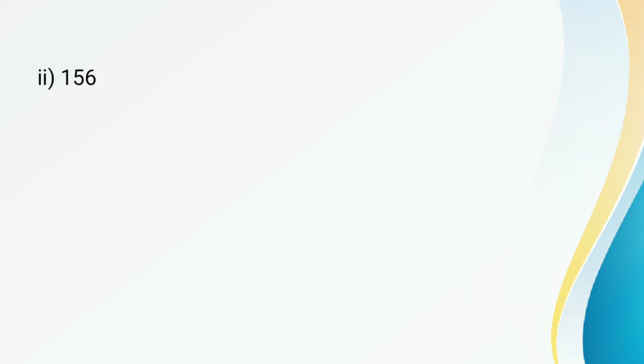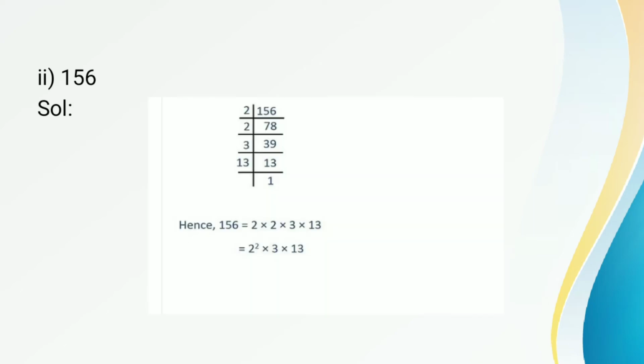For the next problem, it is 156. The factors of 156, we can solve it as 2 into 78 is 156, 2 into 39 is 78, 3 into 13 is 39, 13 into 1 is 13. Hence, 156 can be written as 2 into 2 into 3 into 13. We can also write it as 2 square into 3 into 13.